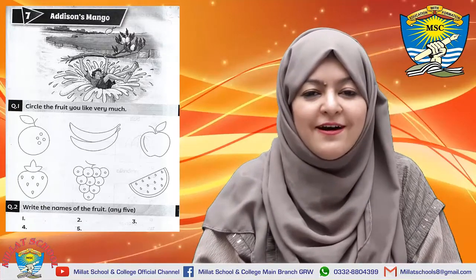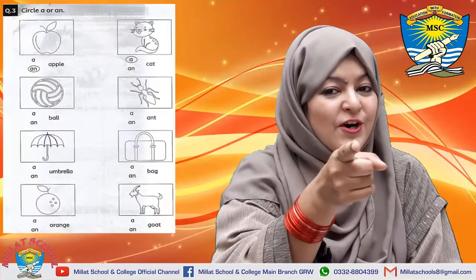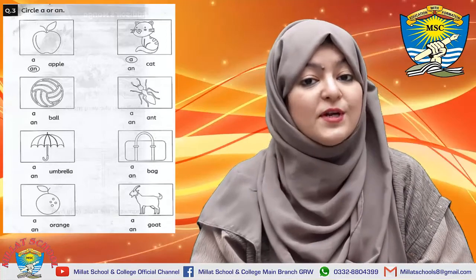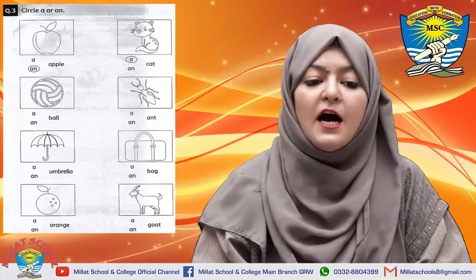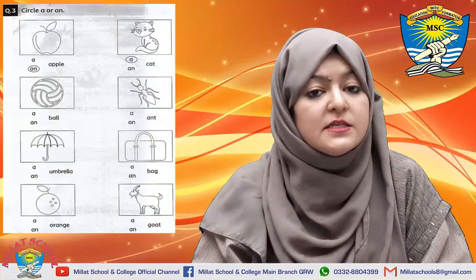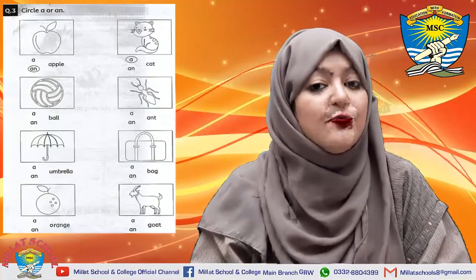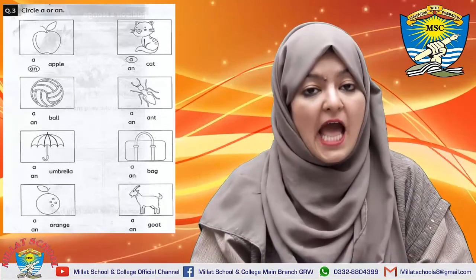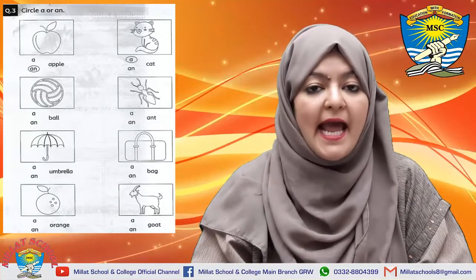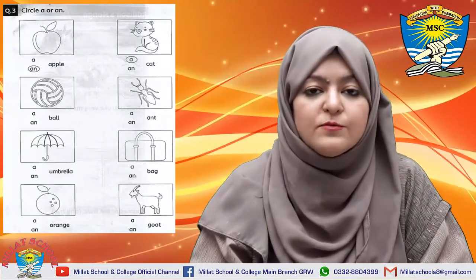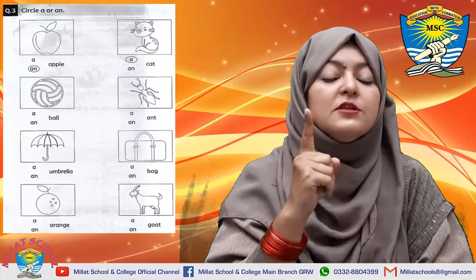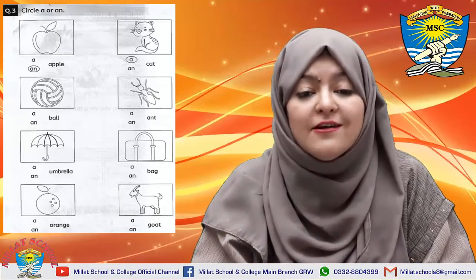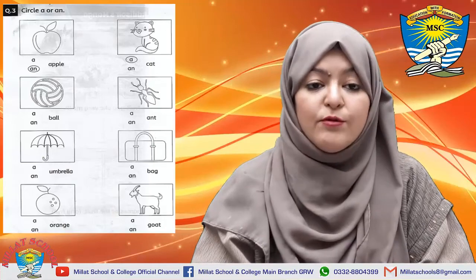And now it's the turn to solve page number 34. Yes, quickly open page number 34. On page number 34 we will do question number 3. Again we can see a lot of pictures on this page and what we have to do is recall a very interesting concept of articles, a and an. We use a and an before any noun or object when we have to tell about one thing, one object or one noun. Okay, when we have to tell something about the singular we use a and an before those things.